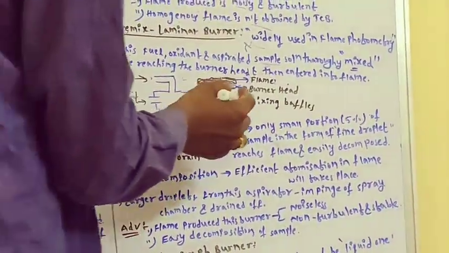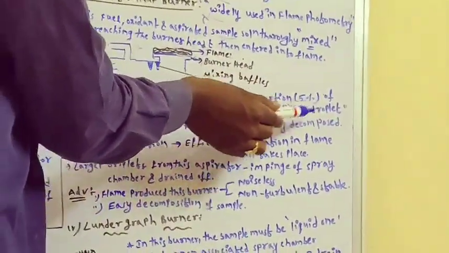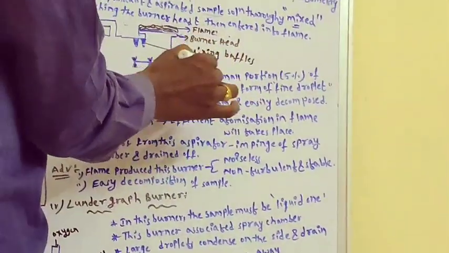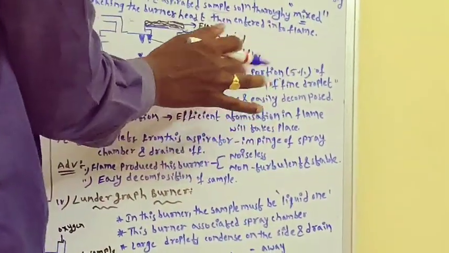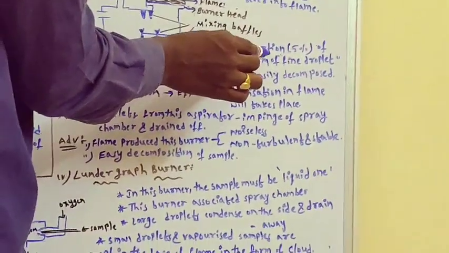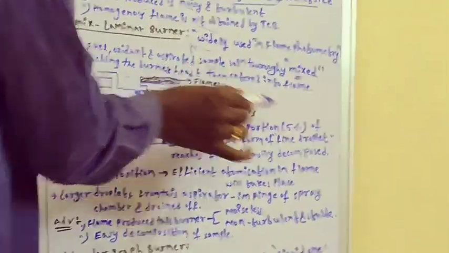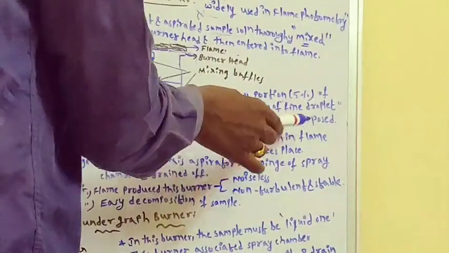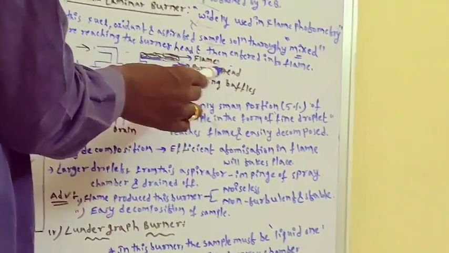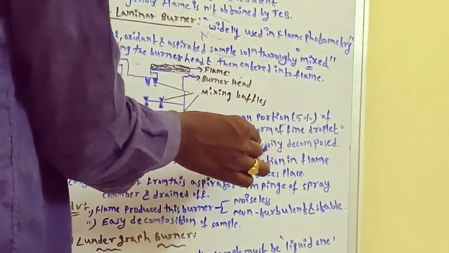Then you can see that only a small portion, that is 5% of the sample, in the form of fine droplets reaches the flame and is easily decomposed. It reaches the flame in the form of fine droplets, only 5%, and then it can be easily decomposed. This is the important feature of the premix laminar flow burner: only a small portion of the sample in the form of fine droplets reaches the flame and is easily decomposed.